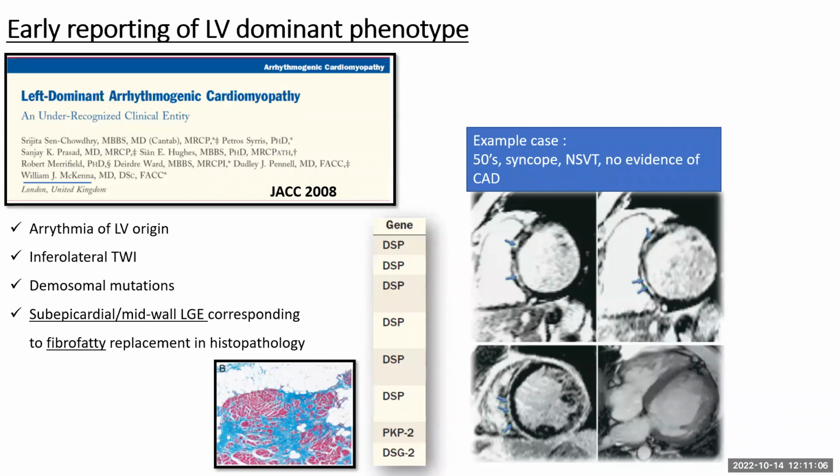Actually, the LV dominant disease was already reported even before the gathering of the 2010 task force by the group of Professor McKenna in UK. They realized that some patients with desmosomal mutations presented with unexplained arrhythmias of LV origin and inferolateral T-wave inversion. Also, they commonly had subepicardial and mid-myocardial LGE in CMR that correlated in the histopathology examination with fibrofatty replacement.